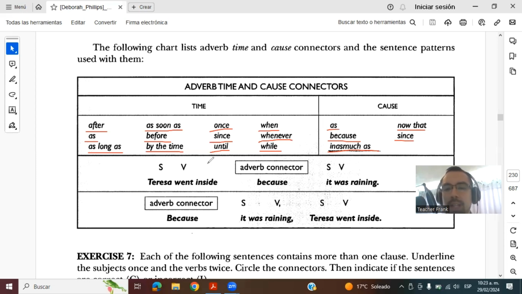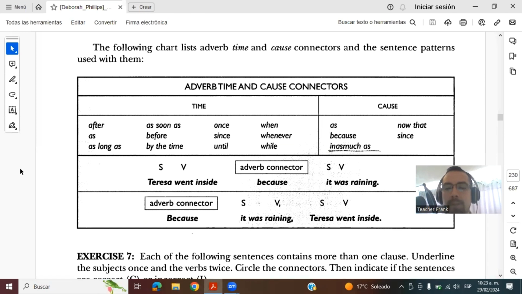So we have here an example. Teresa went inside because it was raining, right? Or I can also say, because it was raining, comma, very important to put the comma, Teresa went inside, right? But you see the subject verb, adverb connector, subject verb, or adverb connector, subject verb, comma, subject verb, right? So if you want to pause the video, study this, and up next, we're going with the exercises.